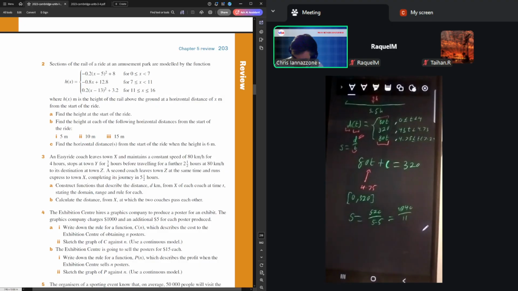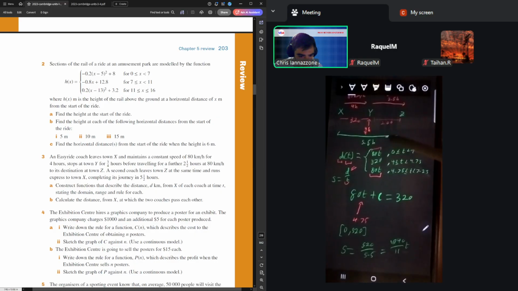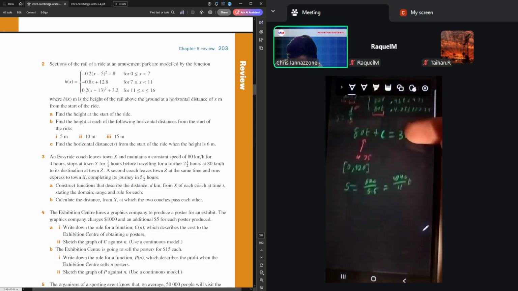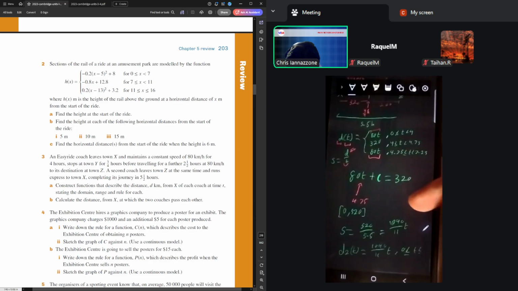In kilometers per hour. The only reason that matters is because if we think about the pattern that we had before, it was pretty much just speed coefficient times time. So this is now our speed coefficient. All we would do for the rule is just slap a t on that and then put our domain, which in this case, if it's 5.5 hours, would be from 0 to 5.5. So to conclude, d2 of t is 1040 over 11 t, and it was from 0 less than or equal to t less than or equal to 5.5.